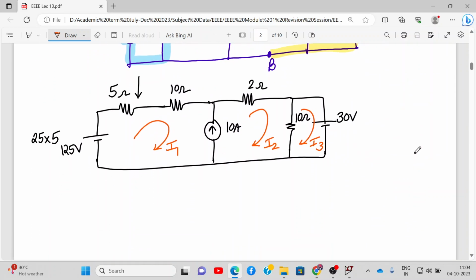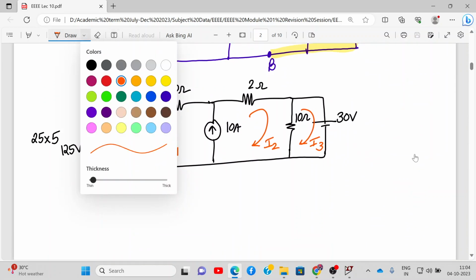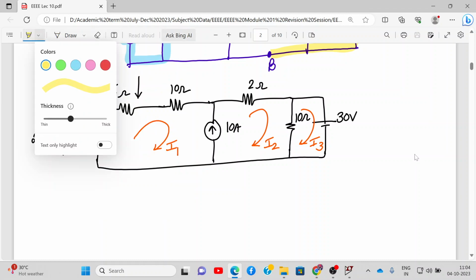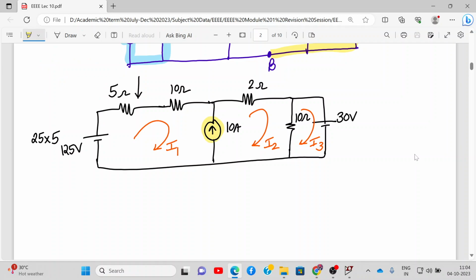If you see carefully, it's an example of a super mesh. Over here we have a 10 ampere current source common between mesh 1 and mesh 2. So this is my super loop, to which we need to apply KVL. This current source is between I1 and I2. So how can we write it?